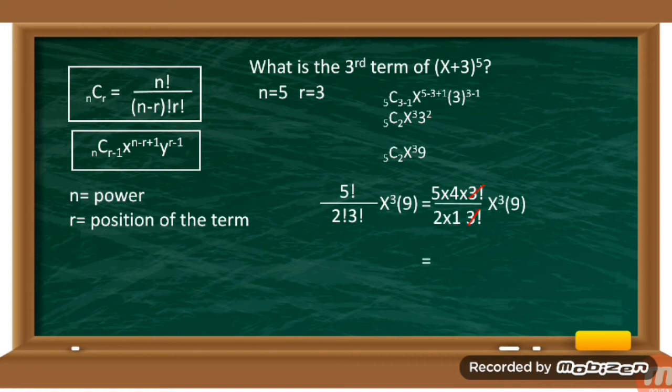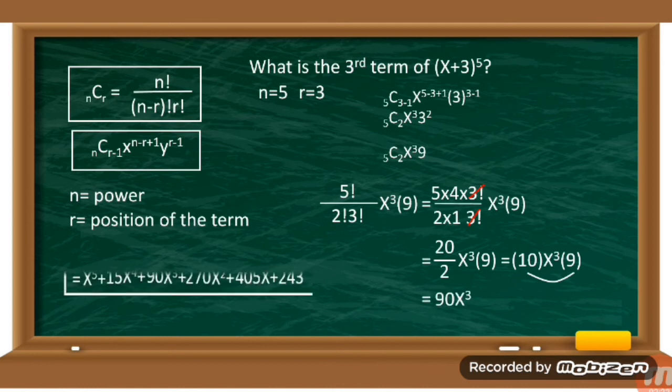So, ita-times na natin yung mga natira. 5 times 4 is equal to 20. Then 2 times 1 is equal to 2. Then 20 divided by 2 is 10. Then gagawin na natin is i-multiply natin yung dalawang coefficients. Then the result will be 90x cubed. Then napapansin nyo naman sa example number 2 natin, yung third term natin ay tama na 90x cubed. Na mapuprove natin na ang combination ay pwede rin natin gamitin sa pag-expand ng binomial.